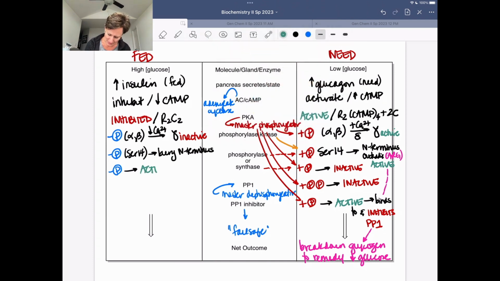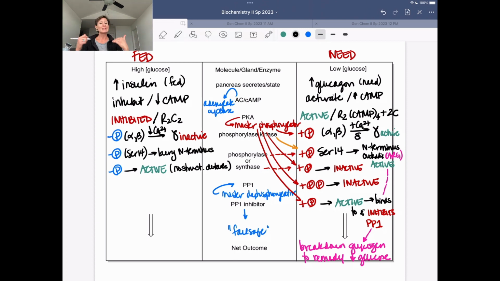So synthase is going to be active, okay? And I'm just going to highlight here that we've got no structural details. So don't worry about that for synthase. We really didn't understand how or why it's activated or inhibited other than understanding that it's subject to covalent modification. So adding a phosphate to synthase inhibits it. Removing a phosphate from synthase activates it.